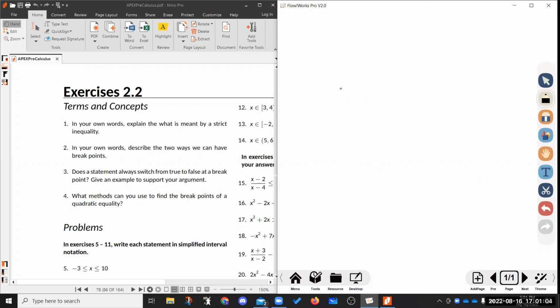What methods can you use to find the breakpoints of a quadratic inequality? So I can use a number line like I just showed you with a sign chart. Use an actual number line. I can use a sign chart.